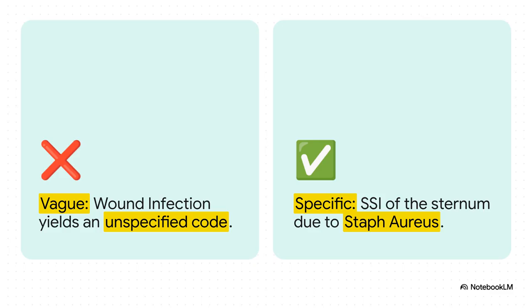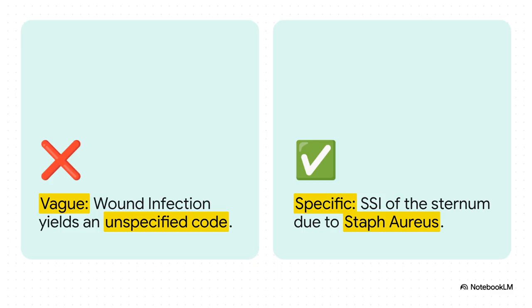So, the crucial point here is that specificity drives accurate reimbursement. Just look at this comparison on the screen. If a provider writes wound infection, well, that's incredibly vague. It yields an unspecified code, lowers your DRG weight, and basically rolls out the red carpet for audits.